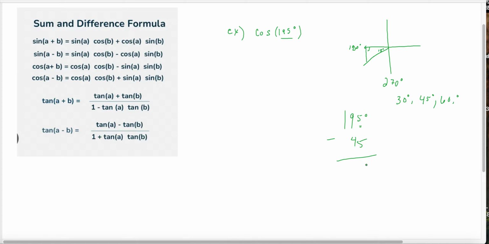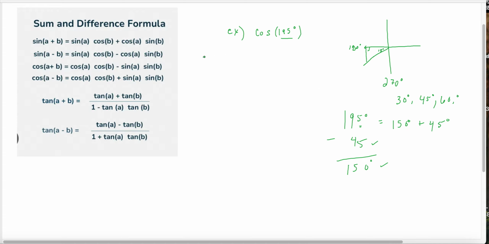When I subtract 45, we get 150. And 150 has a reference angle of 30 degrees, so I can find an exact value of 150, and I can find an exact value of 45. So I can think of 195 degrees as 150 degrees plus 45 degrees. So that's what we're going to do.